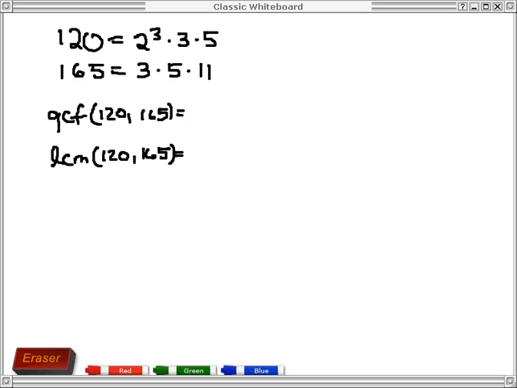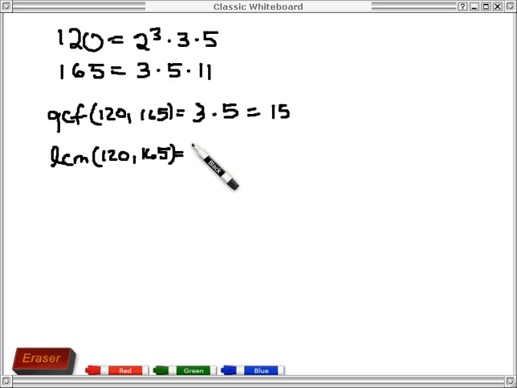So if I look at the primes, well, I've got 3 2's inside of 120, but I don't have any 2's in 165. So I'm not going to have any 2's in the prime factorization of the GCF. The next prime is 3, and both 165 and 120 have exactly 1 3. So the GCF will have a 3 in it, and for the same reason, since they both have a 5, the GCF will have a 5 in it. Now 11 is only inside of 165, it's not in 120, so I will not have an 11 in the GCF, and so I get 15 as the GCF of 120 and 165.